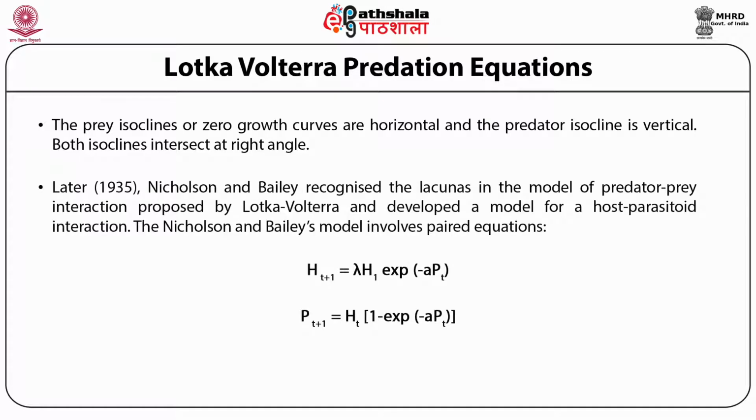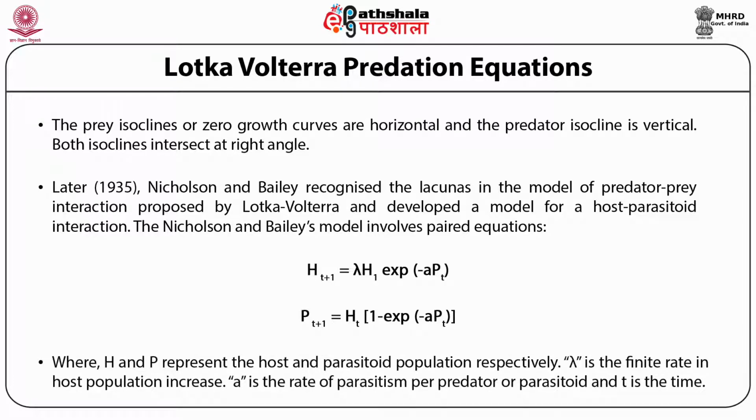Later, in 1935, Nicholson and Bailey recognized the lacunas in the model of predator-prey interaction proposed by Lotka-Volterra and developed a model for a host-parasitoid interaction. The Nicholson and Bailey model involves a paired equation as follows, where H and P represent the host and parasitoid population respectively. Lambda is the finite rate of host population increase. A is the rate of parasitism per predator or parasitoid, and T is the time.